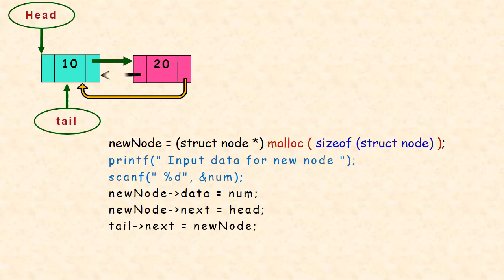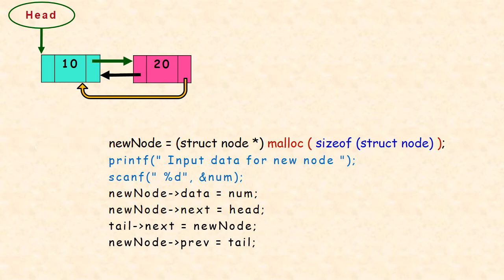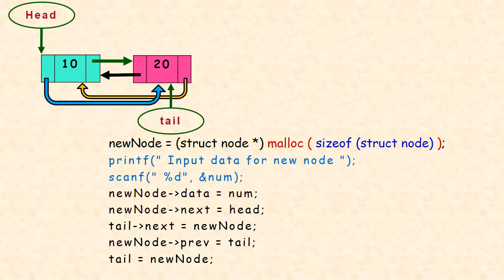right? What we do further, we have to establish this link again. What is this link? New node previous is equal to the last node of the previous list. That is tail. So new node previous is equal to tail, so that these two links are established. Now what will we do? Tail should point to the latest last node, because tail will always point to the last node, right? We can achieve this by assigning new node to tail, so that tail points to the last node, because the last node is the new node.